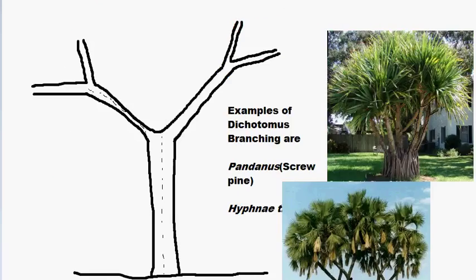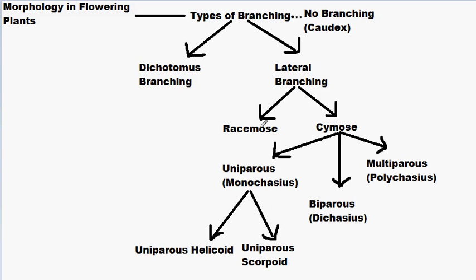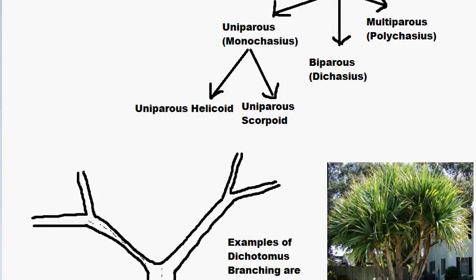As you can see over here, this cymose type of branching that I have shown just now can be divided further into three types. So what is the meaning of these three types? First, the uniparous type of branching. Then we will talk about the biparous and then the multiparous.